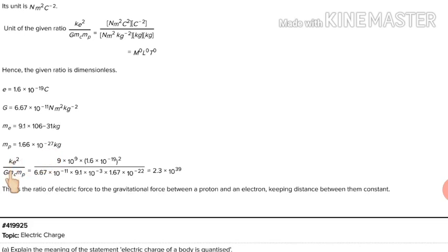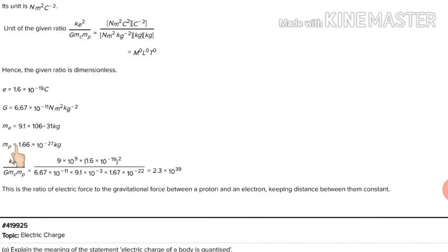So now in this expression which is given in the equation, we will substitute the value of each term, and when we simplify it, we will have this. So the value is 2.3 into 10 to the power 39. Now when we clearly observe this expression, we see that it is nothing but the ratio of the electric force to the gravitational force between a proton and an electron, keeping the distance between them constant.